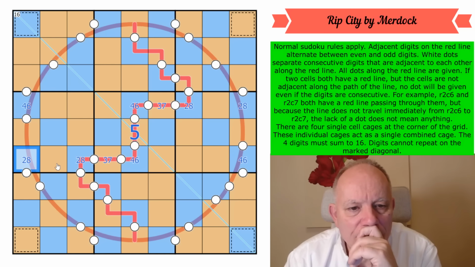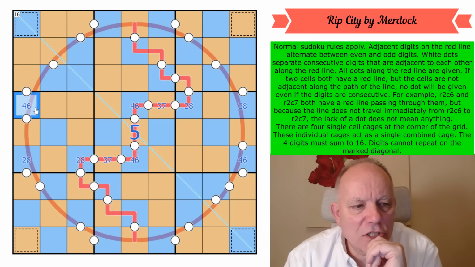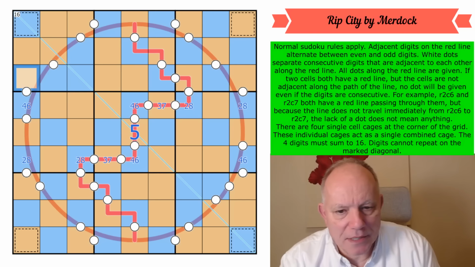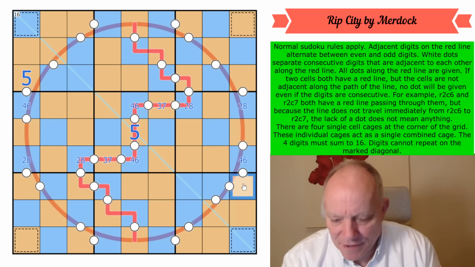Now, this digit needs a 5 on one side or the other. Well, we know it's not on the bottom side. Whether it's a 4 surrounded by 3, 5 or a 6 surrounded by 5, 7, one of them's a 5 and it's got to be there. And that must be the same here, where that's not a 5, so that is.